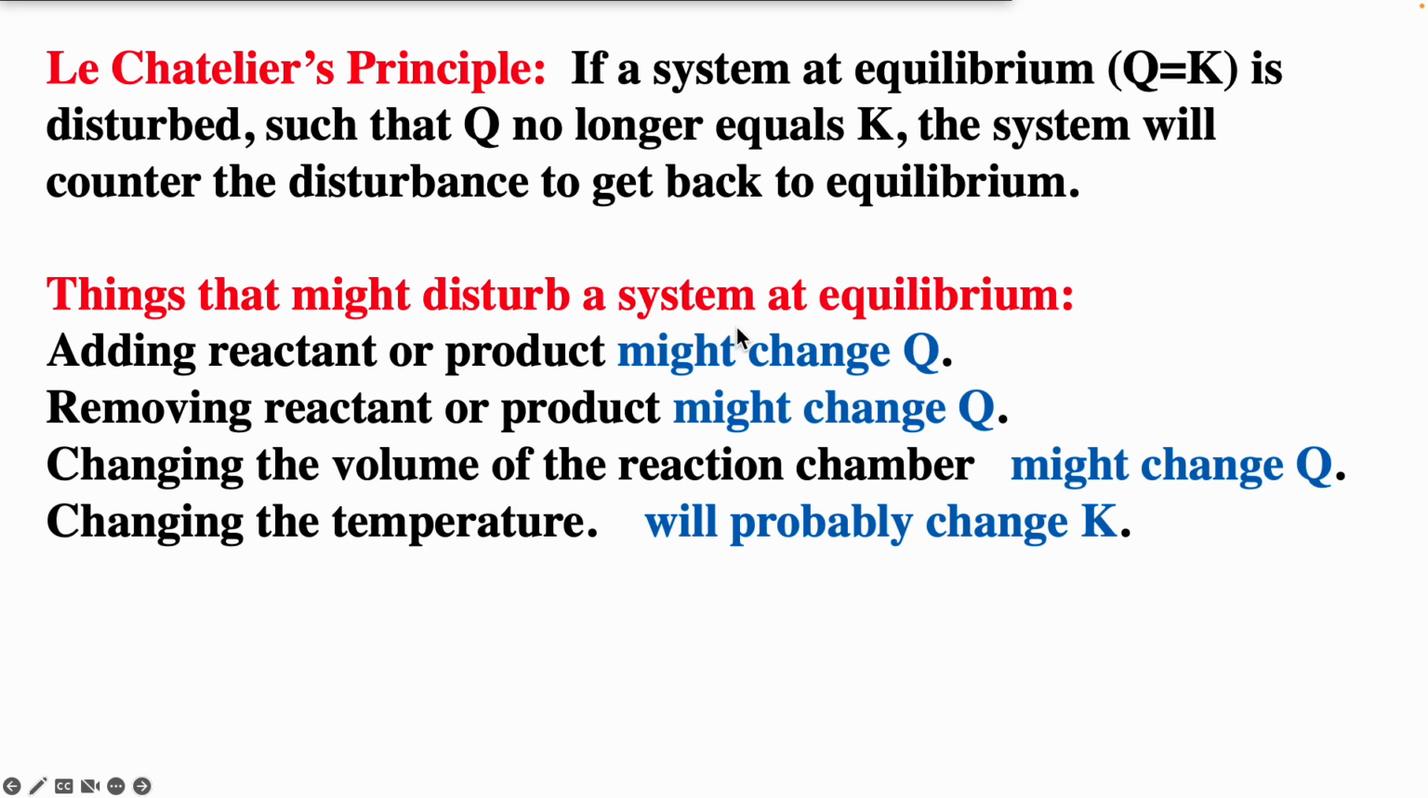Things that might disturb the system at equilibrium: adding reactant or product might change Q, but remember, pure solids and pure liquids do not appear in reaction quotients or equilibrium constants. Removing reactant or product might change Q. Changing the volume of the reaction chamber: if you have the same number of gas particles in products and reactants, changing the volume will not change Q. Changing temperature will probably change K, not Q. Remember, K is a constant for a specific reaction at a specific temperature. I hope that helped.